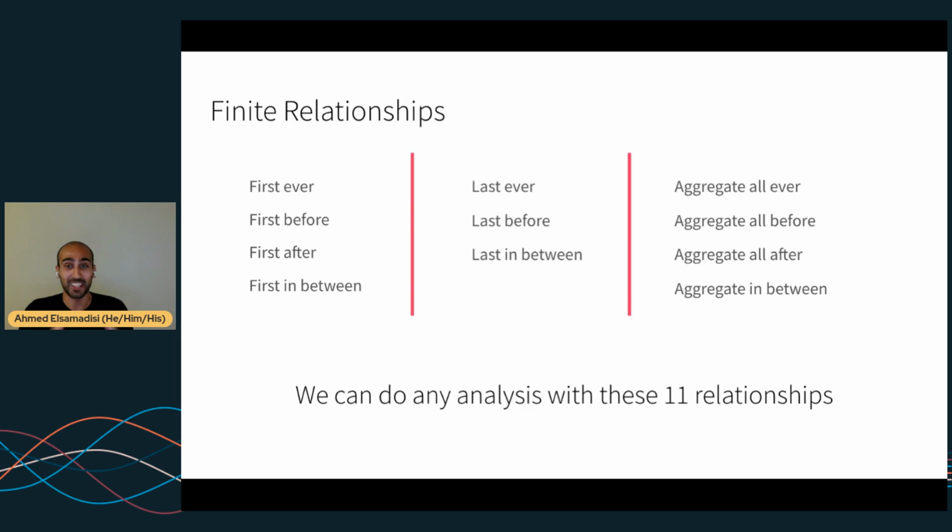So we have actually 11 relationships. The 11 relationships are really reflecting on the way stakeholders and people talk about what's happening. We've seen these relationships happen naturally. So you're looking at the first time ever a customer visited. Like, I just want to know when they first signed up.